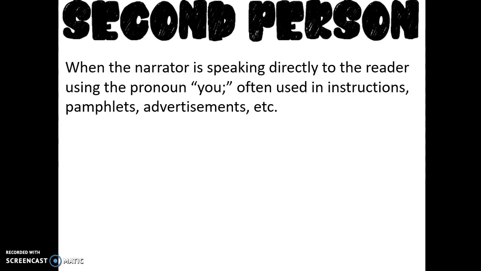Second person is when the narrator is speaking to you, the reader, using the pronoun you. It's like breaking the fourth wall. You mostly will see this in instructions and pamphlets and advertisements. You won't typically see it in novels. You might see it in poetry, but it is pretty popular in instructions.